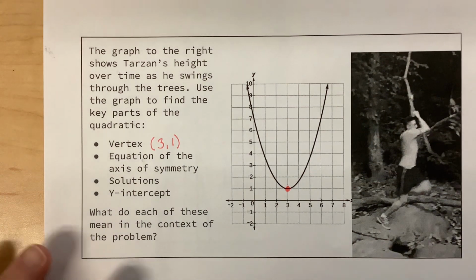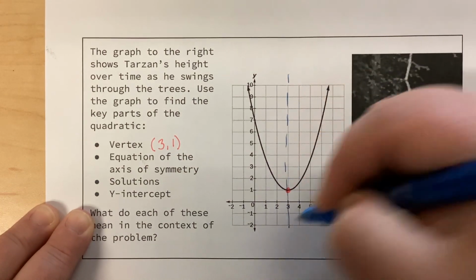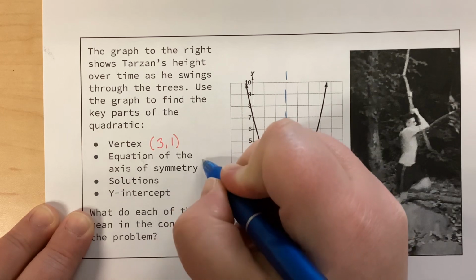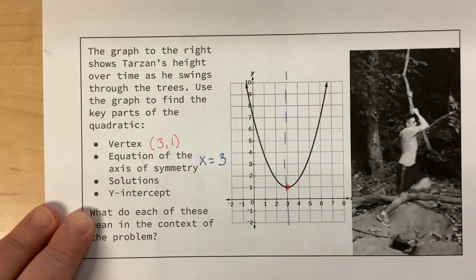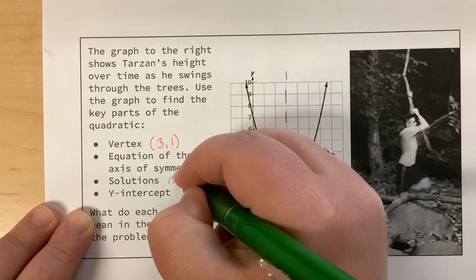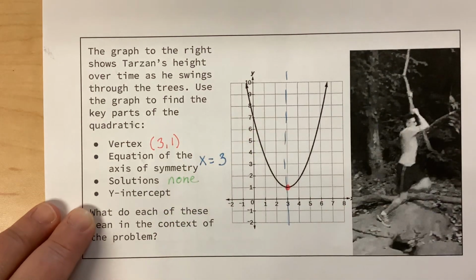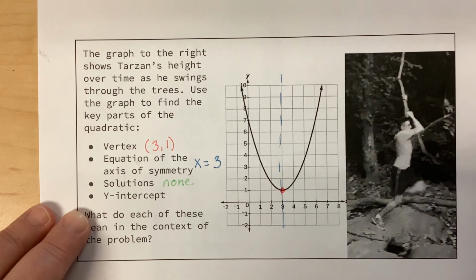The equation of the axis of symmetry runs through that point. So that's x equals 3. Now, if you notice, the graph never touches the x-axis. So what that means in the context here is that Tarzan never touches the ground. So there are no solutions, or none. You can say the word none. And again, in the context, that means that he never touches the ground.